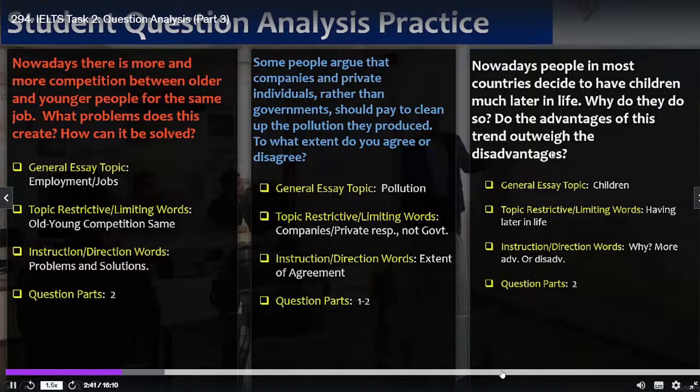Third question. General topic is children, restrictive language, having them later in life, direction words, why, and also more advantages than disadvantages. Do the advantages outweigh? 2 parts.